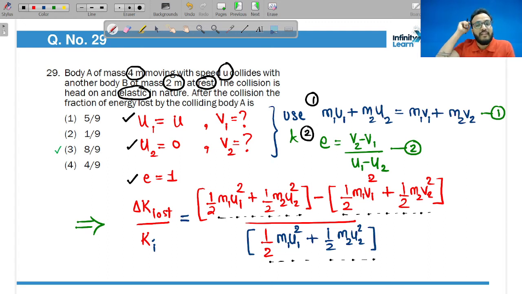So first you find out v1 and v2 using the first and second equation. Then you put their values. Everything you know, everything is given to you. I haven't written. M1 is also given. It is 4m and m2 is also given, which is 2m. So every little thing is given to you. You can do it, right?